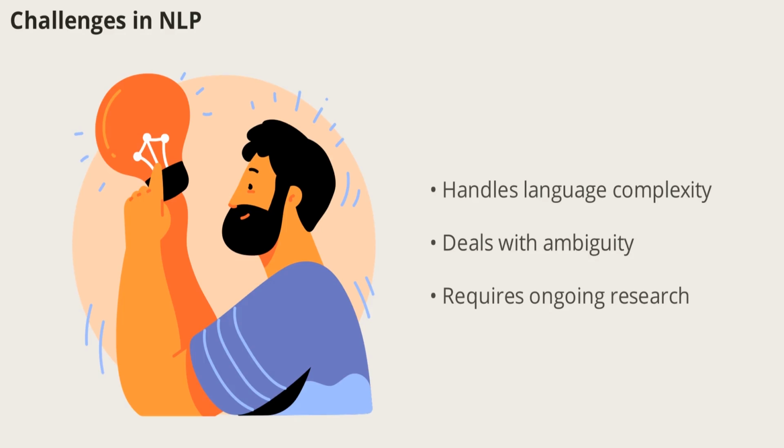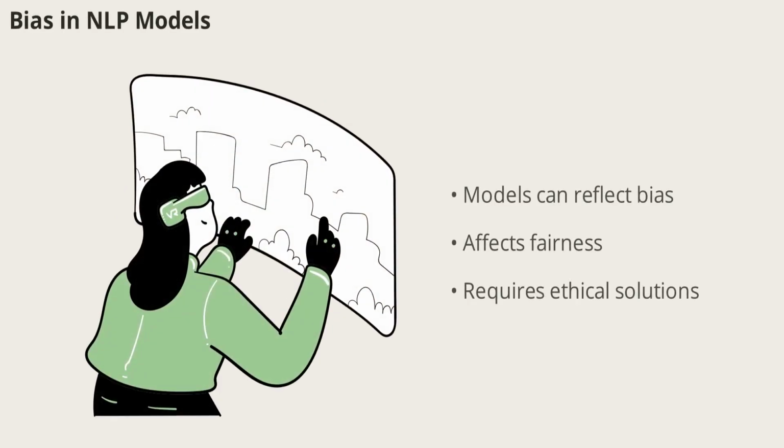Addressing these challenges requires ongoing research and innovation, pushing the boundaries of what NLP can achieve. NLP models can sometimes reflect biases present in the data they are trained on. This can lead to unfair or inaccurate results, especially in sensitive applications. Addressing bias is a critical area of research, as it ensures that NLP systems are fair, ethical, and trustworthy.